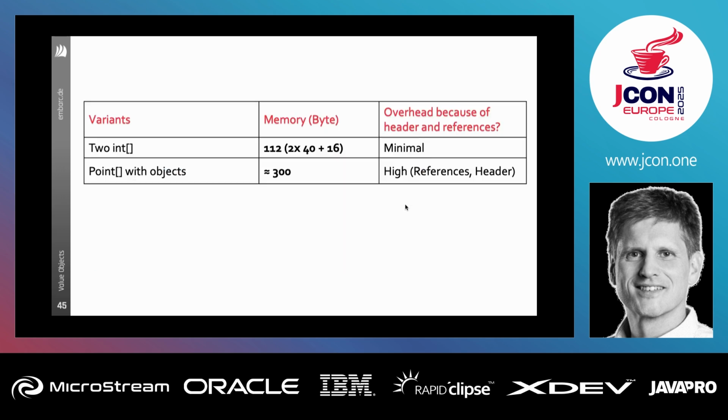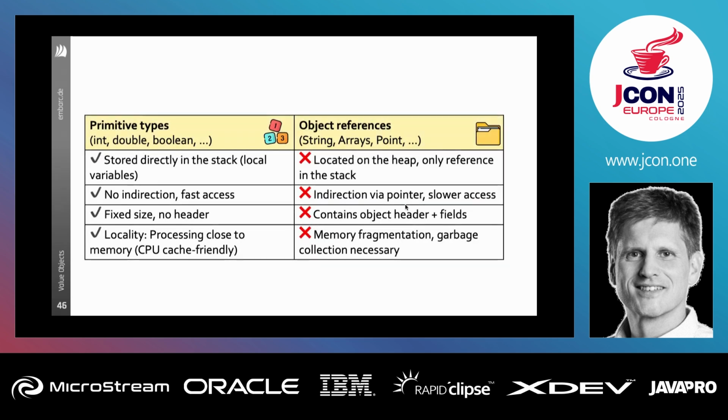So when we compare that, it's a factor of 2, or actually a factor of 3. The two int arrays, which are not very readable and maintainable, and the one point array, which is of course the better solution, but maybe not as performant. So let's see what are the differences between primitive types and object references before we go to the value objects, which are in between.